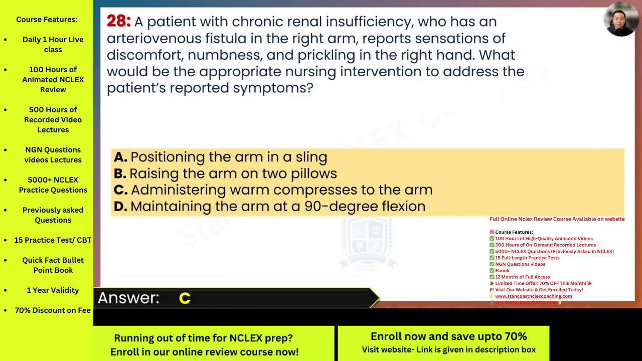So for this question, I want you to pay attention to the words discomfort, the prickling sensation, numbness. Again, these manifestations indicate impaired circulation or possibly nerve involvement. So your best option should be to select that choice that promotes circulation or tissue perfusion, and you should eliminate those options that restrict the blood flow or increase the pressure.